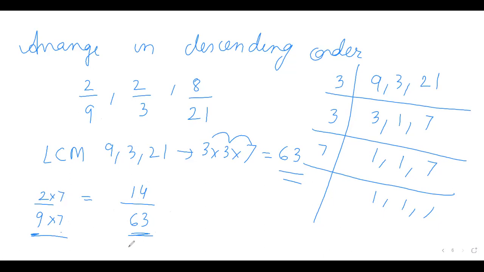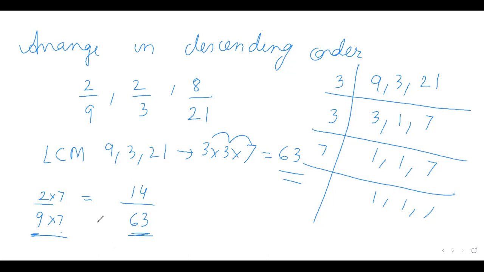So why am I doing this exercise? So that the denominator of all these three numbers becomes 63, so that I can compare them. If they have the same denominator, they change into like fractions and I can compare them easily. Understand?